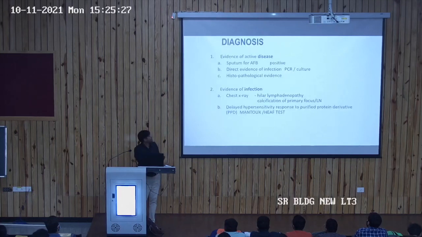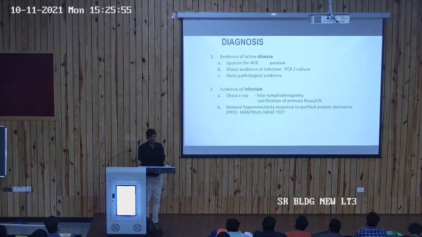Laboratory diagnosis of tuberculosis. Evidence of active disease can be deduced from the sputum, which will be AFB positive, or from direct evidence of infection. We can go for PCR or culture as well, and if you take a biopsy, it can be seen as histopathological evidence. Evidence of infection rather than disease is seen in the chest X-ray: you will see hilar lymphadenopathy or calcification of the primary focus or lymph nodes, and the delayed hypersensitivity response to purified protein derivative in the Mantoux test.